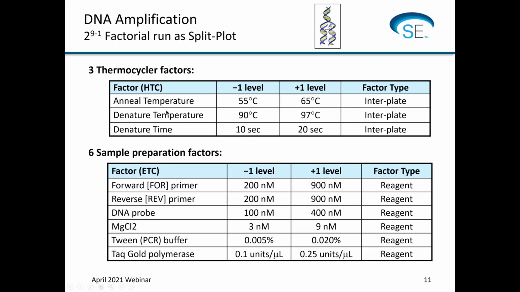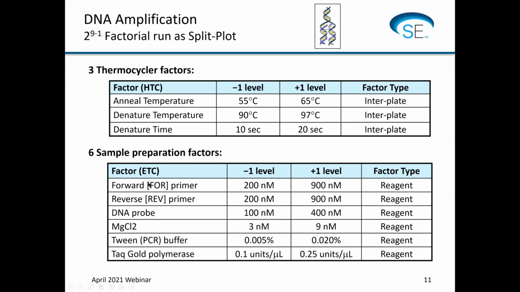Okay, so our 3 thermal cycle factors are the annealing temperature in the thermal cycler, which has 2 levels; the denatured temperature, which has 2 levels; and the denatured time, which has 2 levels. So that's going to be our 2 to the third, and it defines the conditions in the thermal cycler that we're going to cycle the 8 plates through.